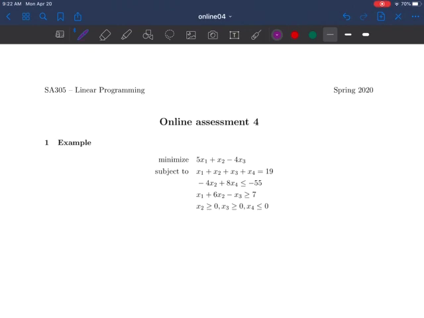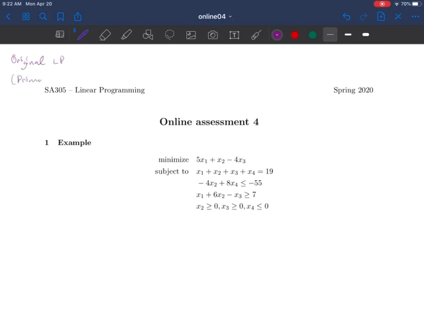Hi, and welcome to Online Assessment 4. In this assessment, we're going to be doing a few different things with one linear program, and this is to help us differentiate between the three kinds of linear programs we now know for a given one.